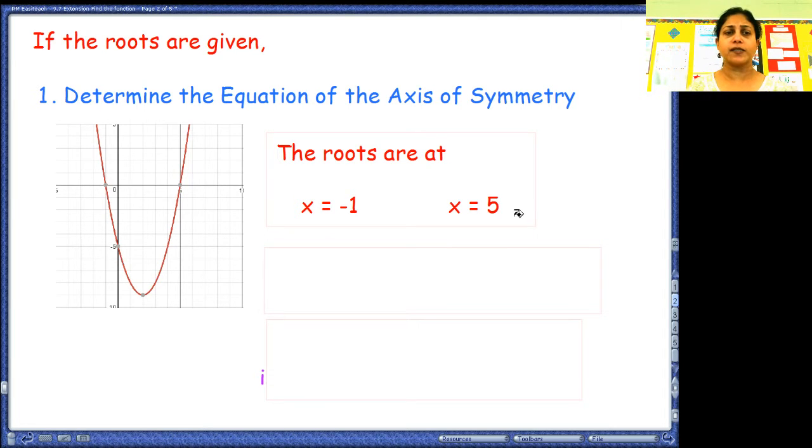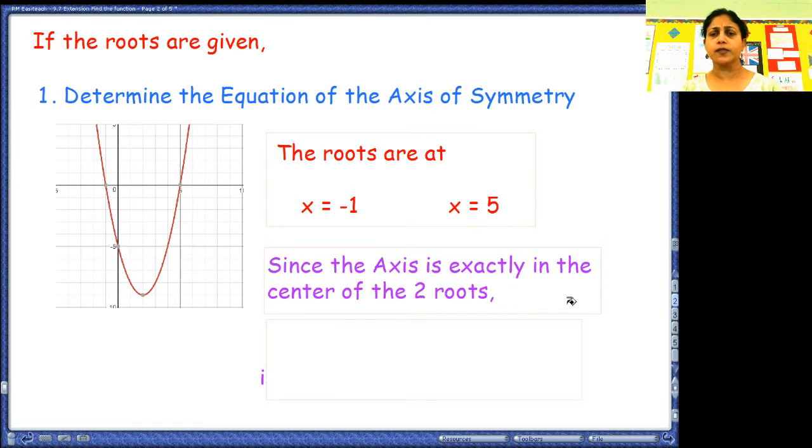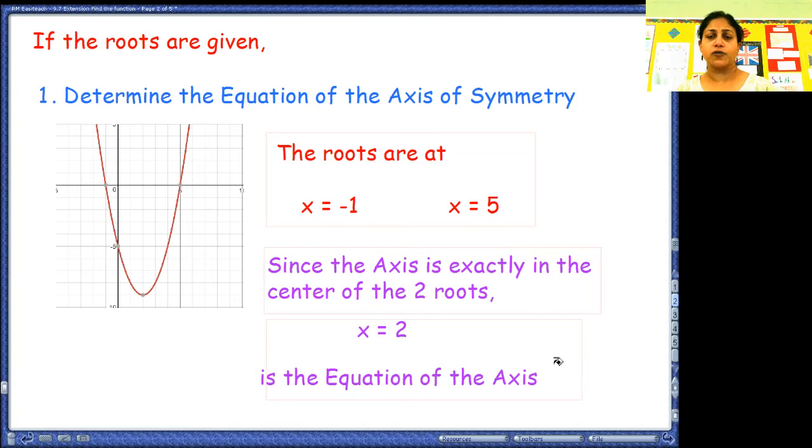Now since the axis is right in the center of the parabola, because the parabola is symmetric, you need to find the point that lies exactly in between -1 and 5. So since the axis is exactly in the center of the two roots, x is equal to 2 is the equation of the axis. Mathematically, all you have to do is find the average of these two numbers.